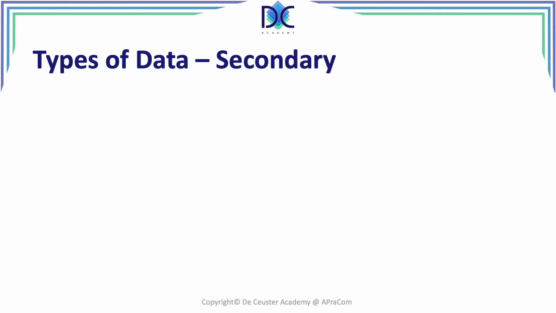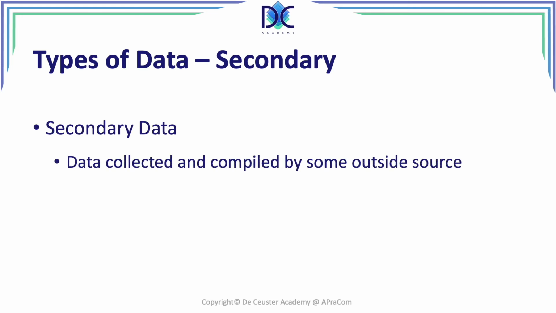Another element are the secondary data, and secondary data are basically data collected by somebody else, and in fact they're compiled by an outside source. There are companies who are doing this. They collect data and they sell the data to different people. Sometimes those costs can be very high because they're selling the information, the evaluation that they did.